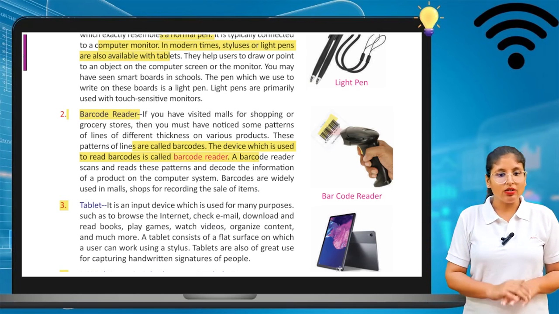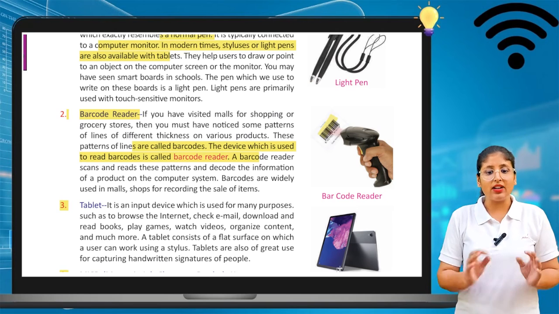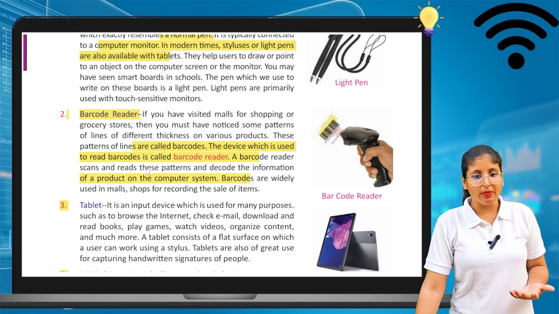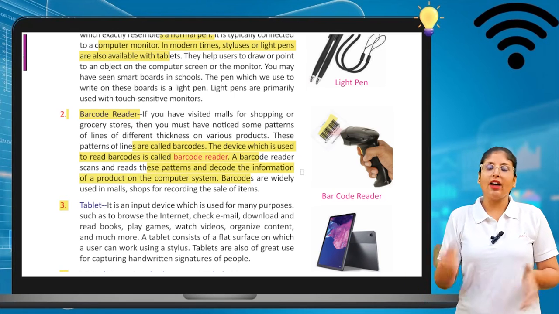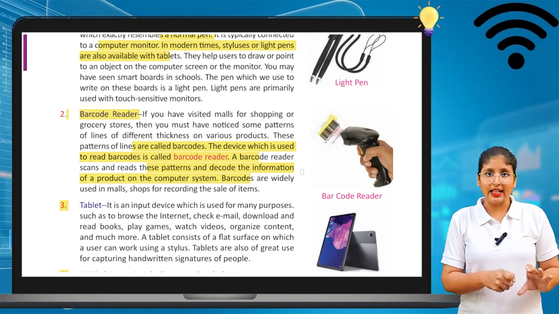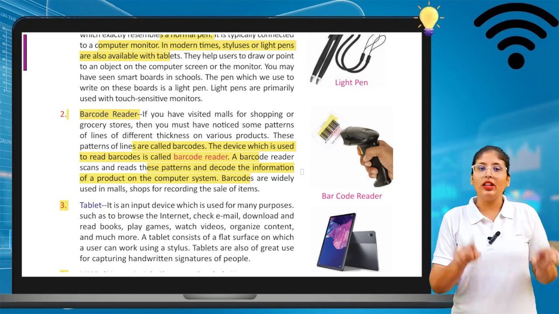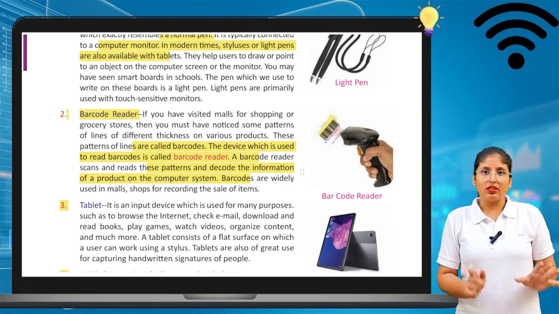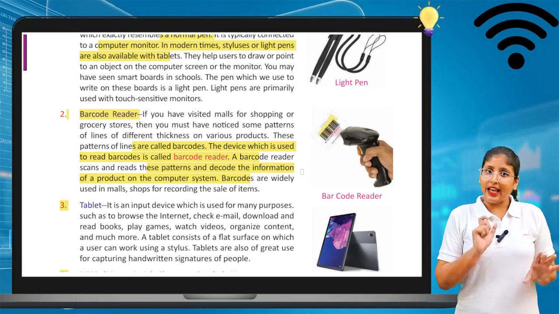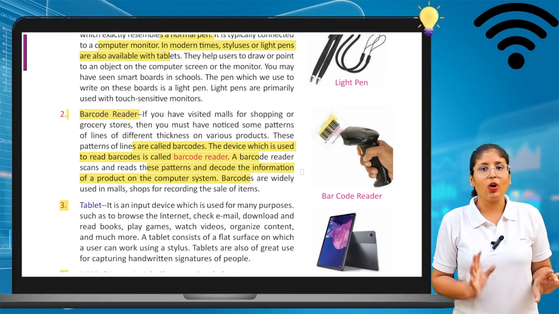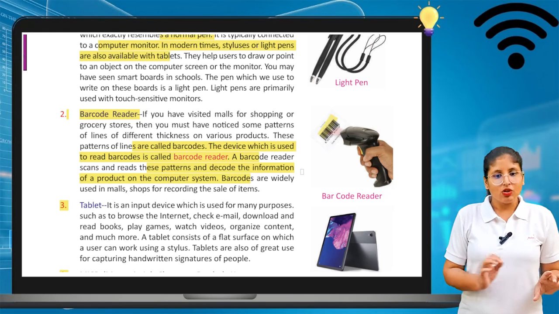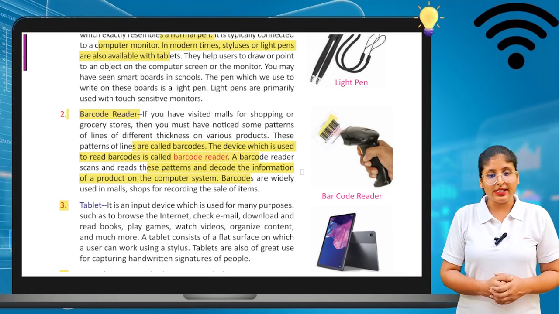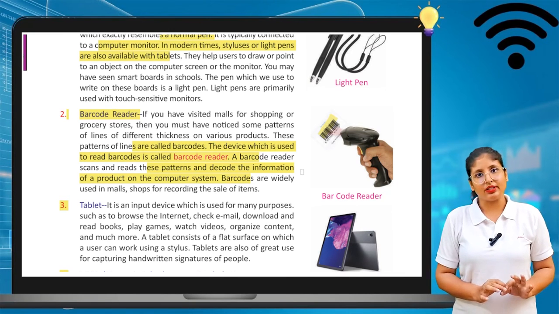A barcode reader scans and reads the pattern and decodes the information of a product on a computer system. Normally in the malls and shopping complexes, every product has a barcode, so with the barcode reader they can scan it, because all the information about that product is there. When the executive scans that barcode, the product is displayed on their computer screen. So barcodes are widely used in mall shopping for recording the sales of items. So these are barcode readers as an input device.